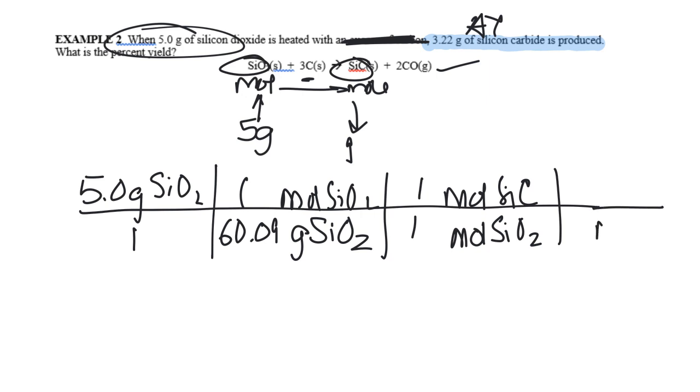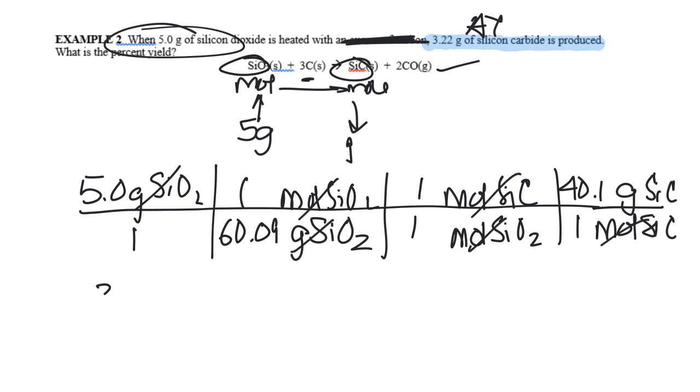Then mole silicon carbide comes down, grams of silicon carbide go to the top. Silicon carbide has a molar mass of 40.1. And I do the math, cancel my units, and I get 3.34 grams. Now that's my theoretical yield.